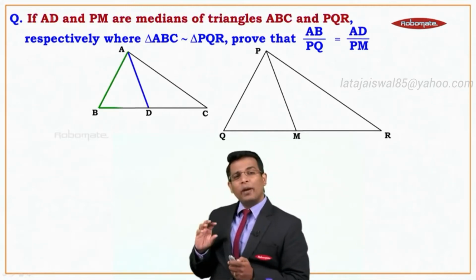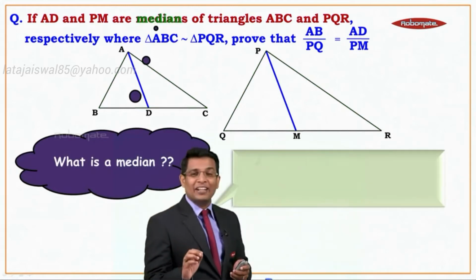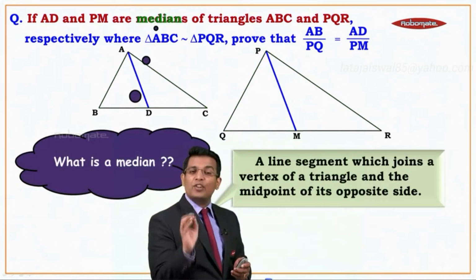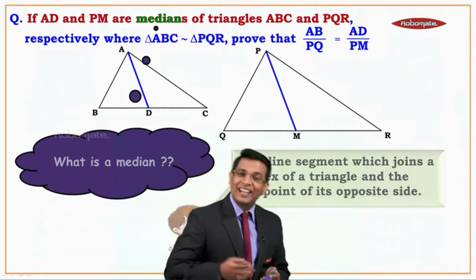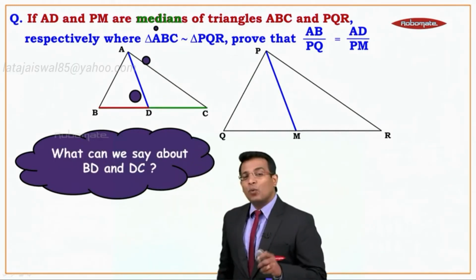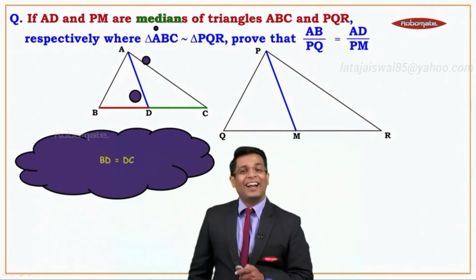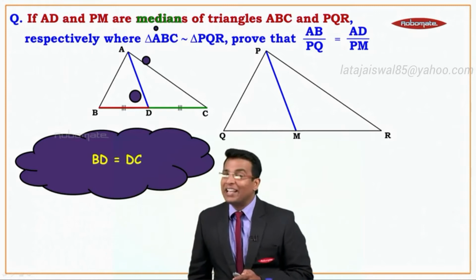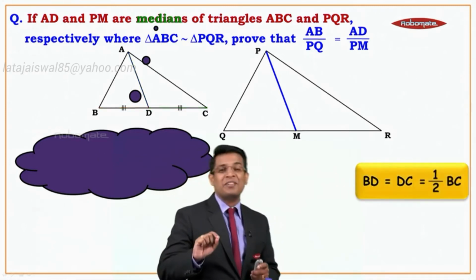First thing is, what do you mean by medians? You know what a median is? Yes, median is a very simple thing: a line segment which joins a vertex of a triangle and the midpoint of its opposite side. That is what we know. That means what can we say about BD and DC? If AD is a median, they are going to be equal. So BD is equal to DC, and we can say it is half of BC.